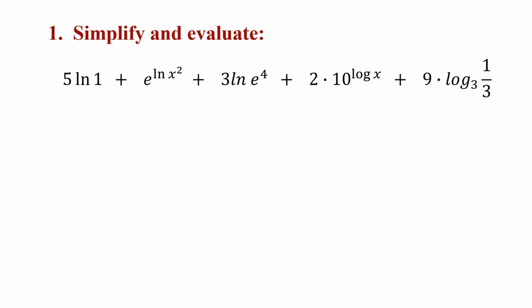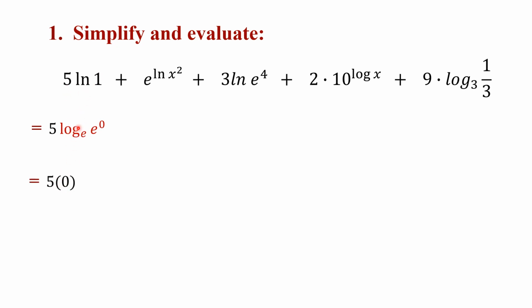Now let us simplify and evaluate this expression. So we combine all the different examples applying the previous properties. Let's start with the first term, 5 ln 1. If you remember, ln 1, log 1, or log base 2 of 1, is always equal to 0. So the first term is 0 times 5.